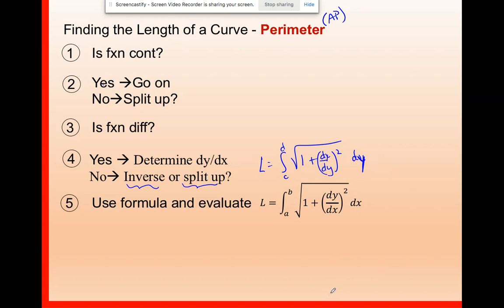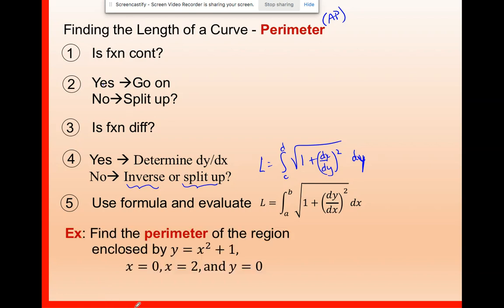Okay. So as I promised you at the end, I'm going to do an example that AP might give you. Find the perimeter of this region enclosed, and you should recognize that. That's all the Plato problems we did at the beginning started with this shape. Algebra 1, x squared plus 1. Bounded by x equals 0. That's the y-axis. X equals 2. Vertical line, y equals 0, which is the x-axis.